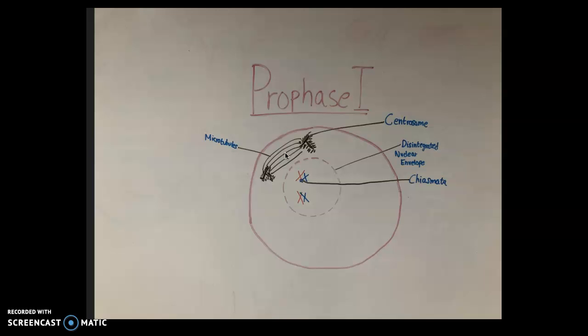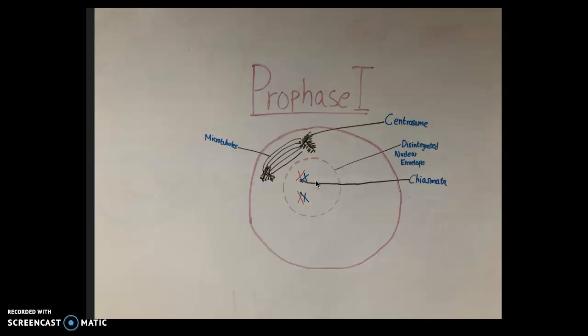Paired homologs become physically connected to each other along their lengths by a zipper-like protein structure called the synaptonemal complex. When this happens, the point at which the duplicated homologous chromosomes are attached is known as the chiasmata. At the chiasmata, crossing over occurs. Crossing over is a genetic rearrangement between non-sister chromatids involving the exchange of corresponding segments of DNA molecules.